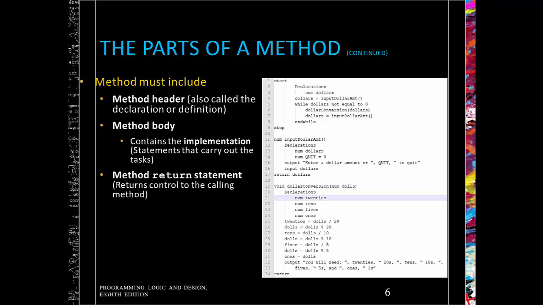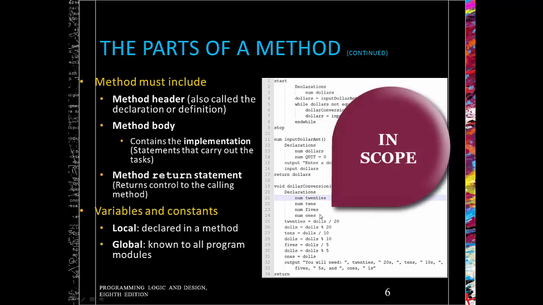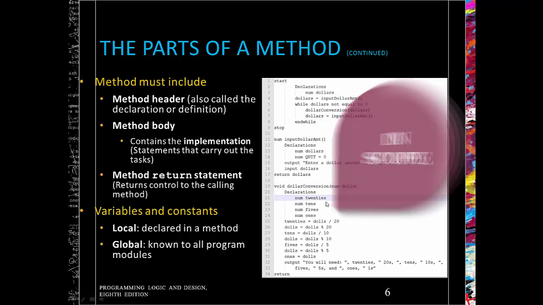All right, let me ask you another question. Can variables and constants be declared within a method? Yeah, of course they can. Local, declared in the method, like 20s, 10s, 5s, and 1s, those are our localized variables, or global, known to all modules. So within the mainline logic, those declarations are global. Another important way to define local is that these variables here are in scope. So they're recognized only within a method.